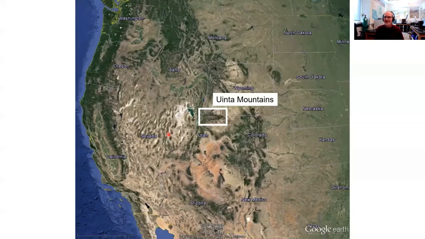Which goes back a ways. So the Uinta Mountains is where I'm going to start with this. And those who know me know that I've spent a lot of time working there on a variety of projects. We're in northeastern Utah. Here's the Great Salt Lake. Here are the boundaries of the state of Utah.